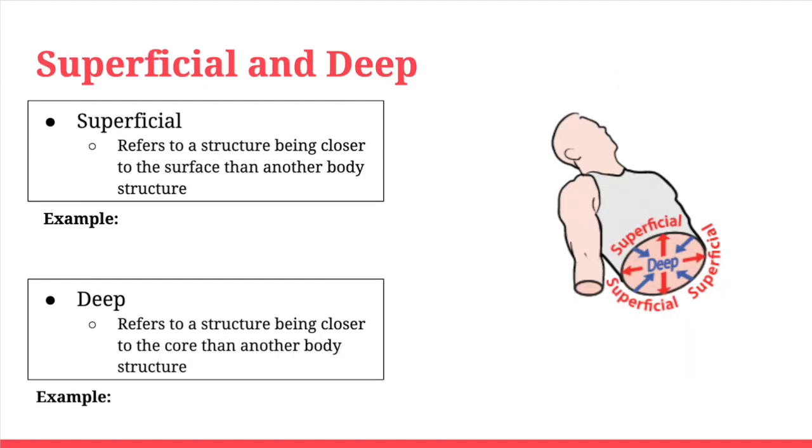Next, we have superficial and deep. So superficial means that it's closer to the surface of the body than another body structure. The opposite, deep, would be closer to the core of the body than another structure. An easy one to use for superficial would be the skin, because it's the outer layer. So if you want to use the skin in your example, the skin is superficial to blank. You can fill that in for yourself. You also need an example for deep, closer to the core of the body than another structure.